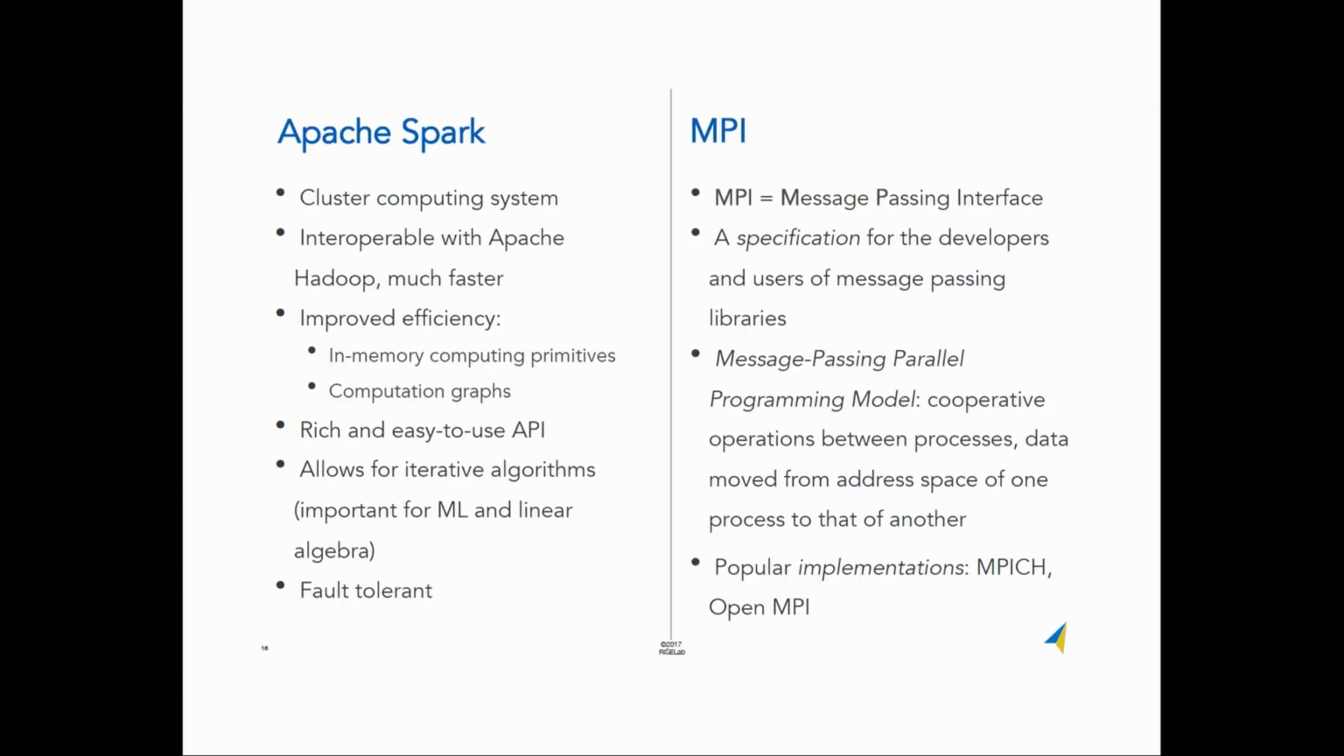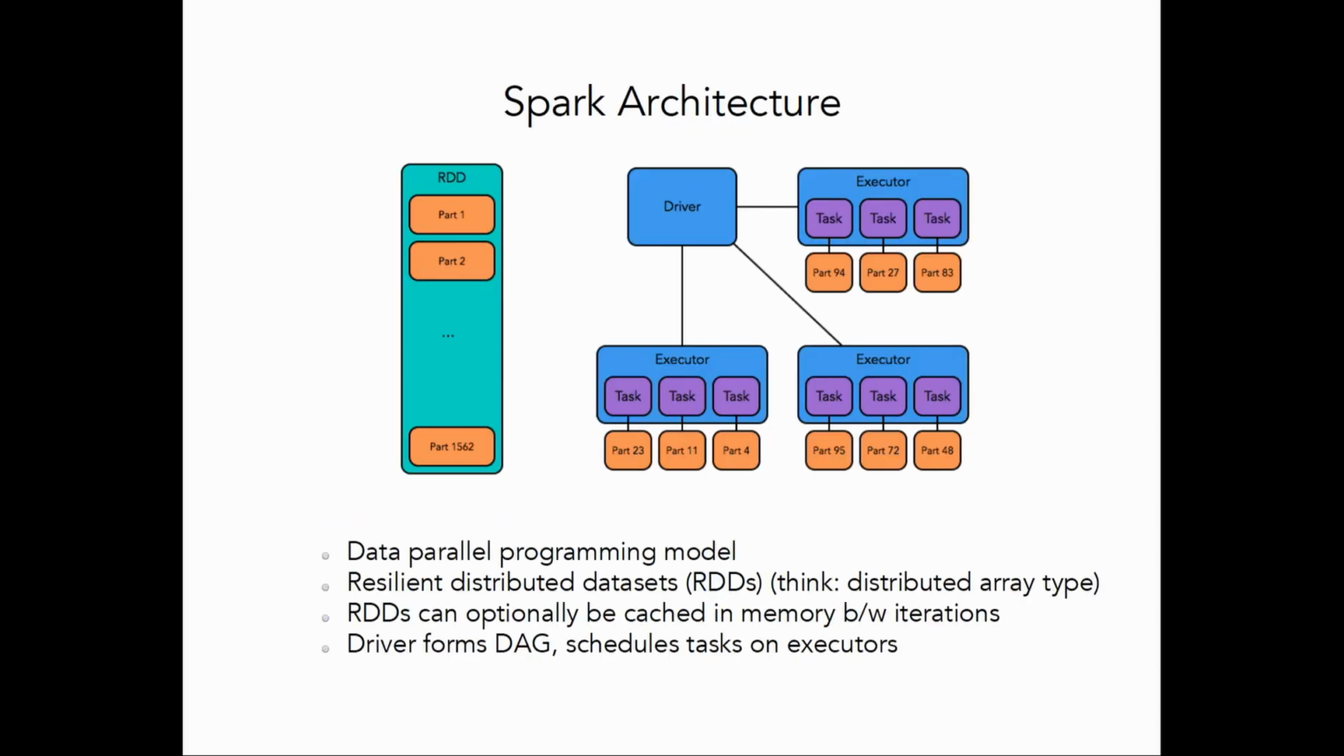So Spark, as probably many of you know, is a cluster computing system, and it's interoperable with Apache Hadoop. The leading order bit is that Hadoop wouldn't maintain some state, and so it was expensive for iterative algorithms. Spark could keep state, and so it was good for iterative algorithms, which is the bread and butter of a lot of machine learning. Nice, easy to use API. MPI is message passing interface. It's a specification for developers. It's a little bit lower level, and there's a bunch of implementations, Open MPI, and so on.